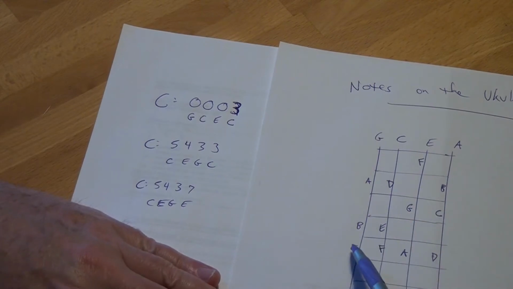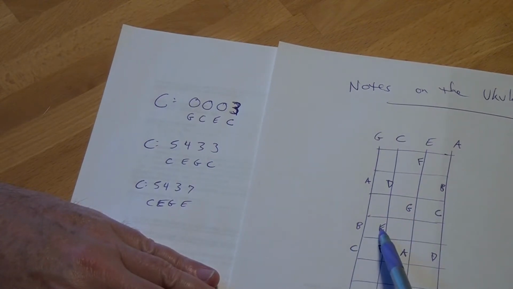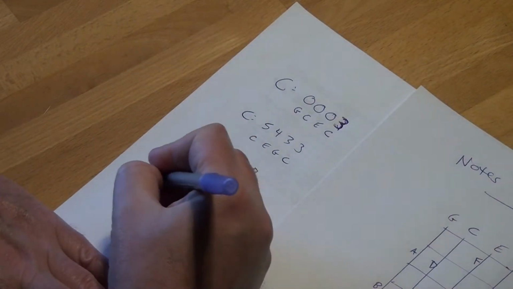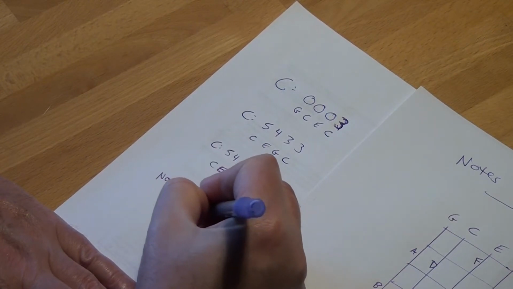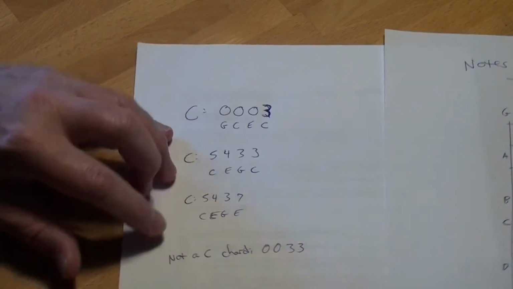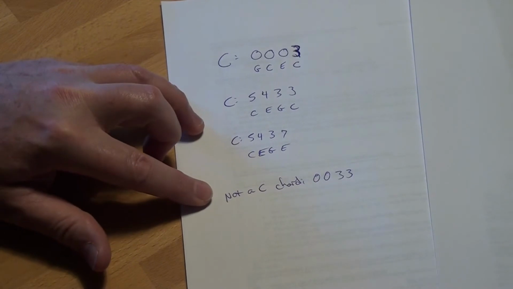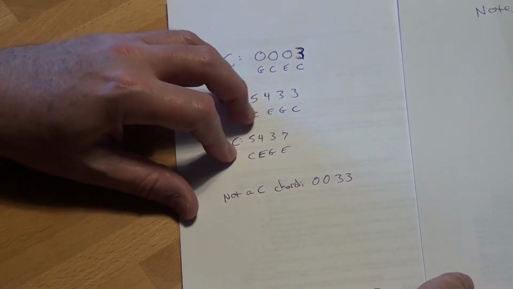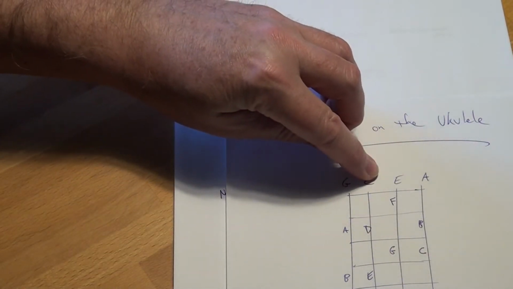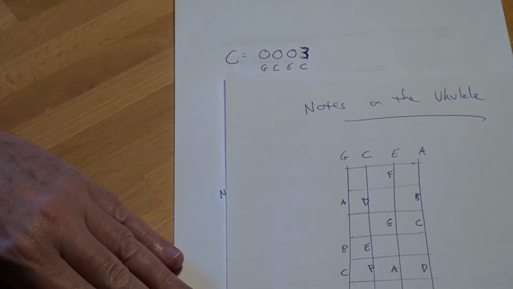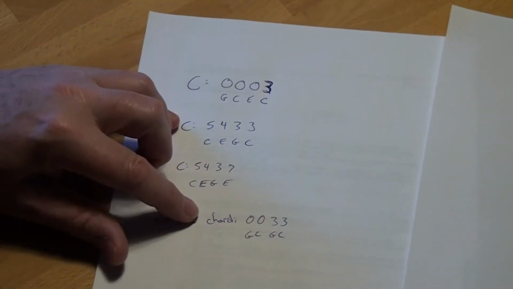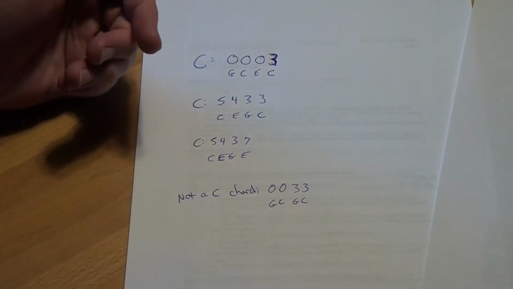So you could not go and play C, E. Well, you know what? An even easier way to do this is, not a C chord would be 0, 0, 3, 3. That is not a C chord, 0, 0, 3, 3, because you're playing G, C, G, C. You're not playing an E at all. G, C, G, C. So that's the problem, there's no E.